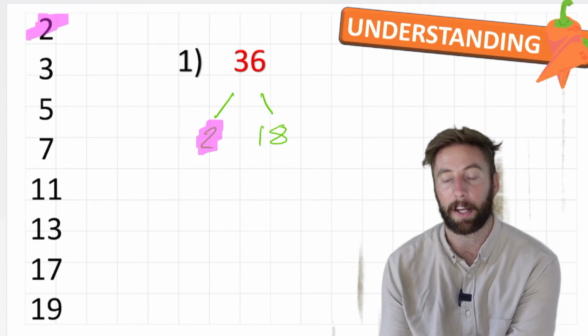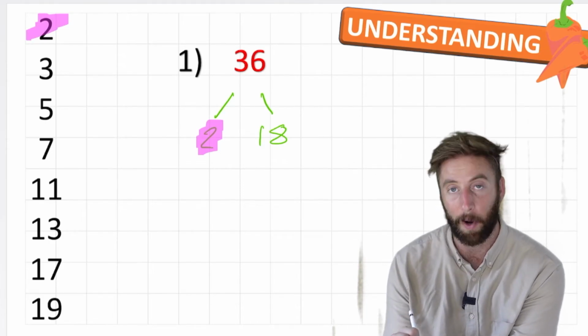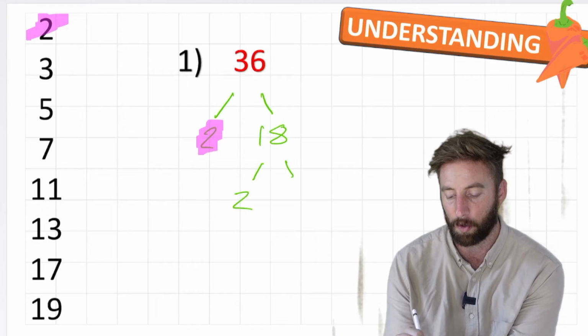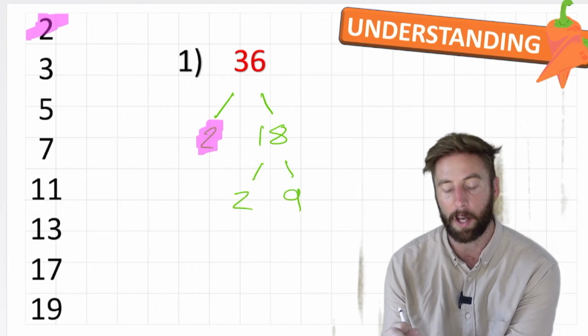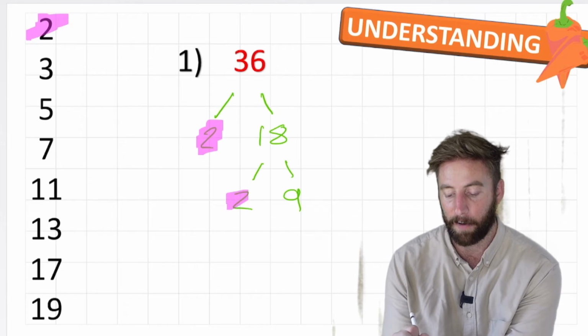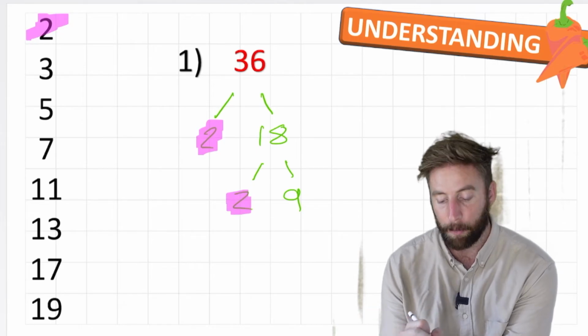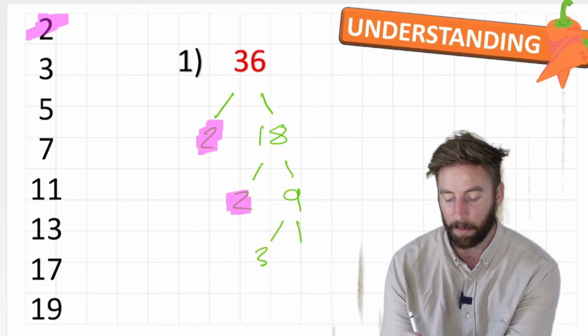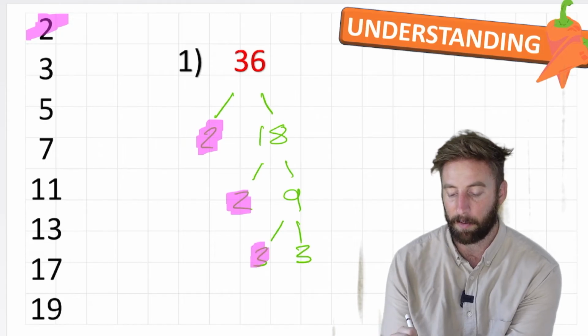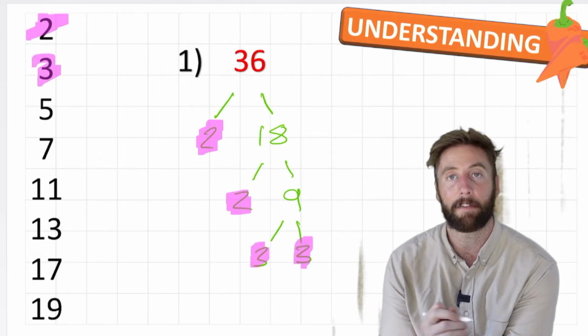Now I'm going to see if I can find a factor pair for 18. Well, again, 18 is even, so I can go 2 and 9. 2 times 9 is 18. And again, I found another prime number. Now 9 is not a prime number because it can be made up of 3 times 3. 3 is a prime number, therefore we know we've finished.